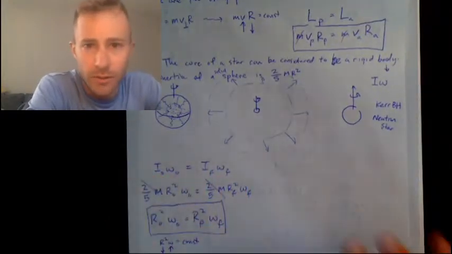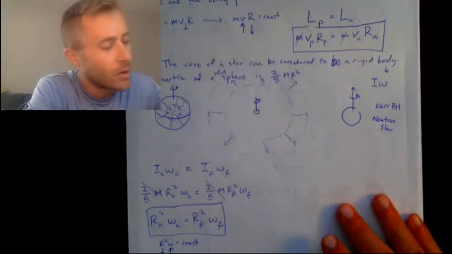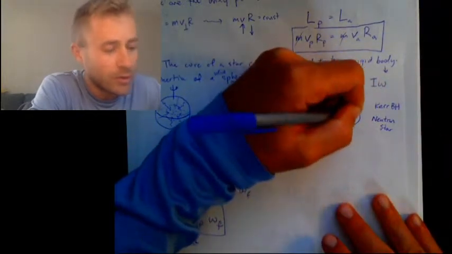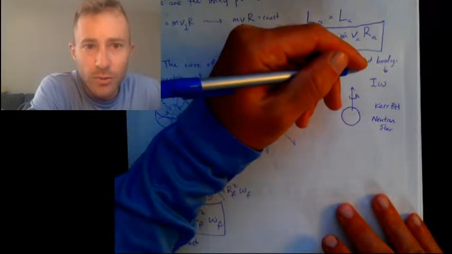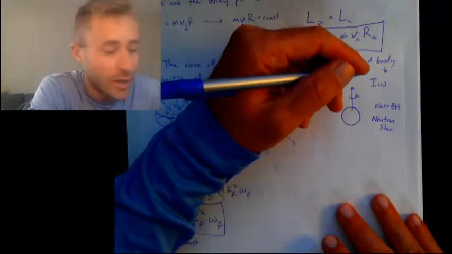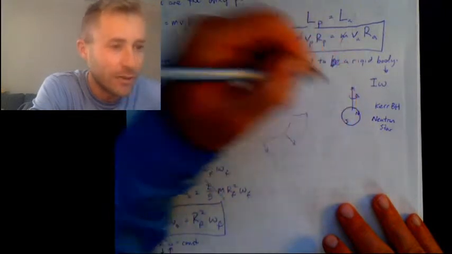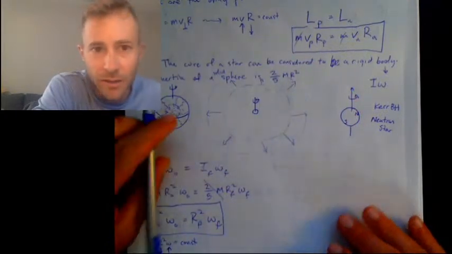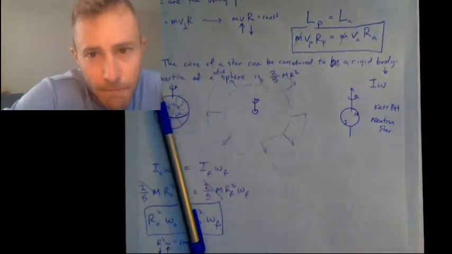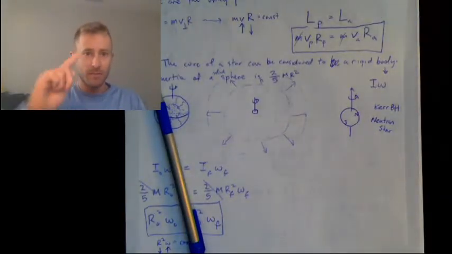Now, one of the interesting things about this is sometimes you get a situation where when the neutron star collapses, its magnetic poles are not aligned with the rotation axis. So the magnetic north and south pole of the neutron star is not aligned with the rotation axis. So it's kind of like a bar magnet that's spinning like this.